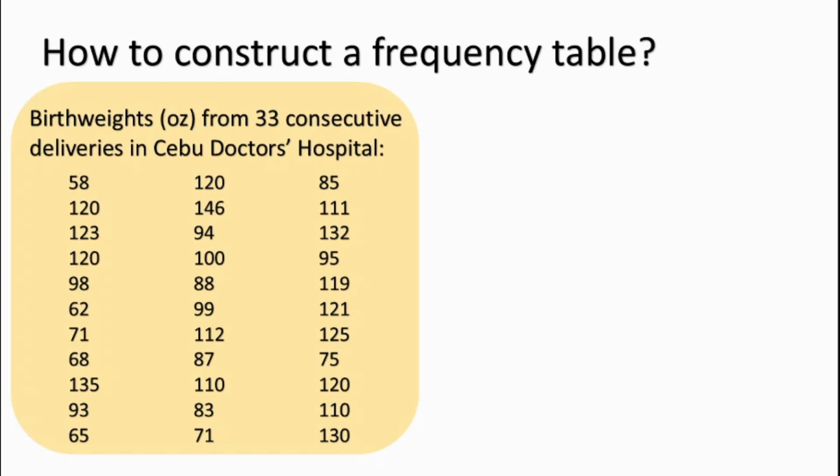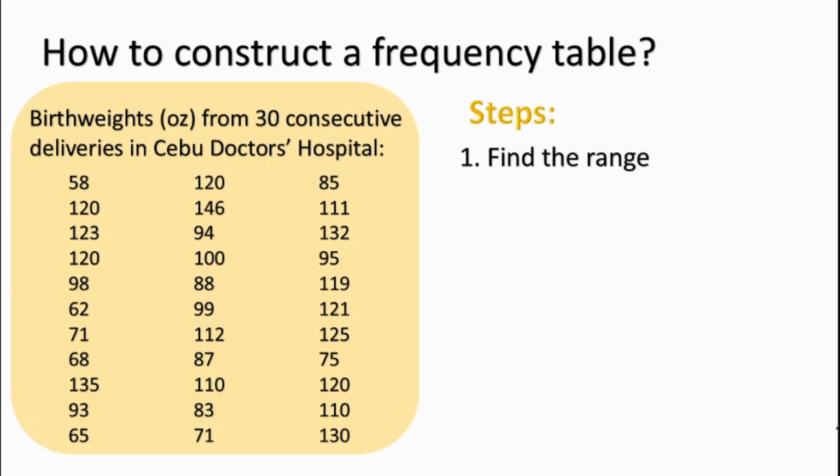Now, how do we construct a frequency table out of a distribution or data set such as the one that's shown? We are given the birth weights measured in ounce from 33 consecutive deliveries in Cebu Doctors Hospital. But before we move ahead, it is important to note that a frequency table is best recommended for distributions or data sets that have 30 or higher data points. Anything less than that is best kept as ungrouped data.